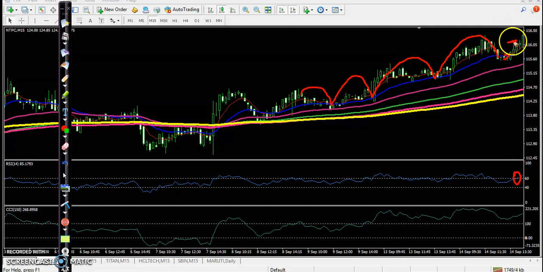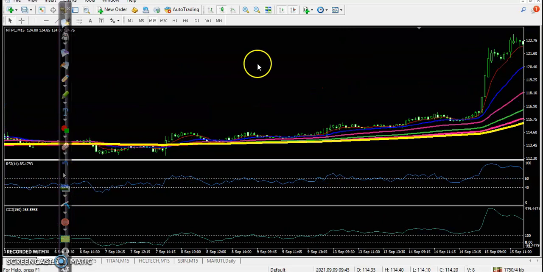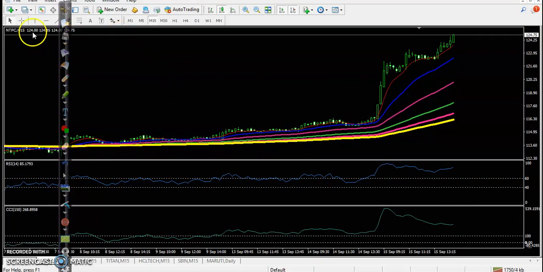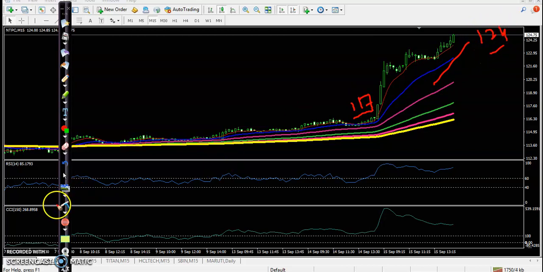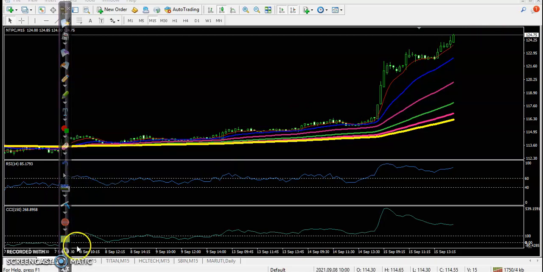Here we place a buy order above 117. After that you can see 117. That was our entry point, and all the way price goes up to 124. Yeah, that is the perfect entry point.